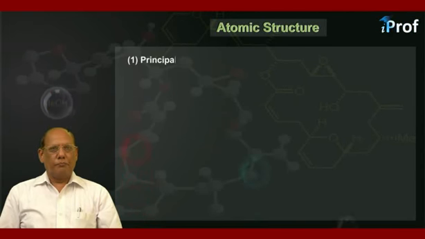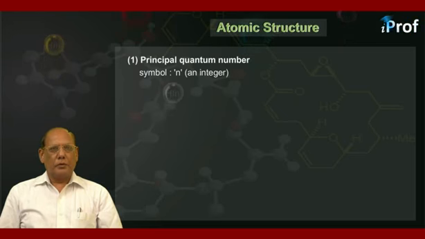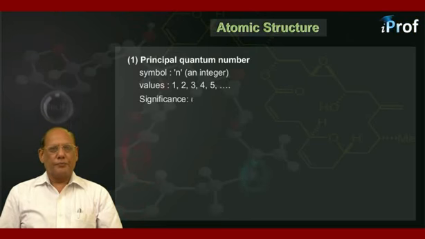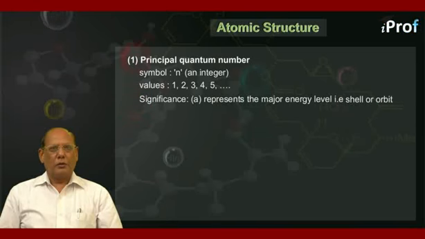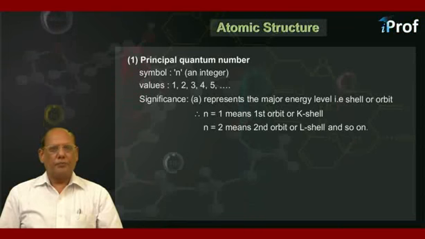Number 1, principal quantum number. Symbol is n, that is an integer. Values can be 1, 2, 3, 4, 5 and so on. Significance: a. It represents the major energy level, that is shell or orbit. Therefore, n equal to 1 means first orbit or K shell. n equal to 2 means second orbit or L shell and so on.